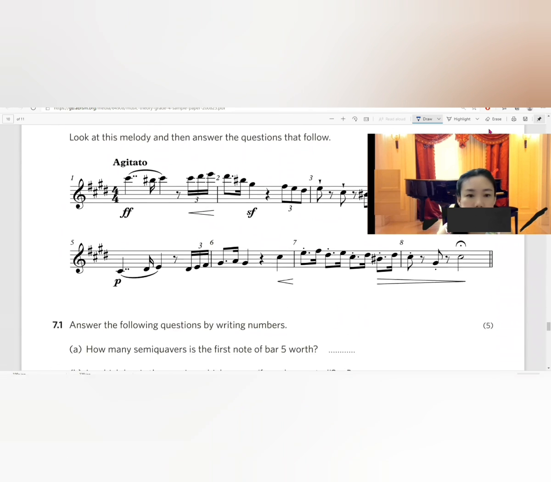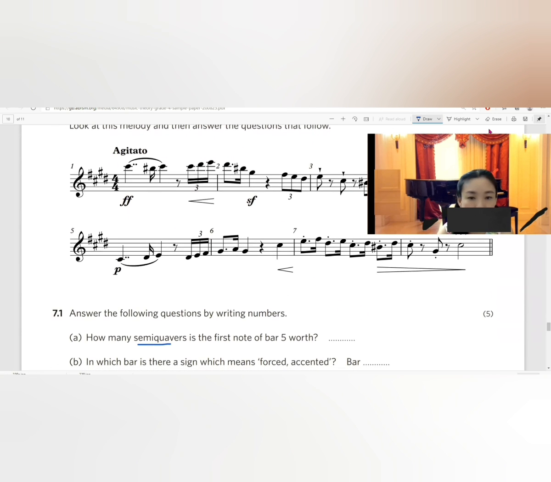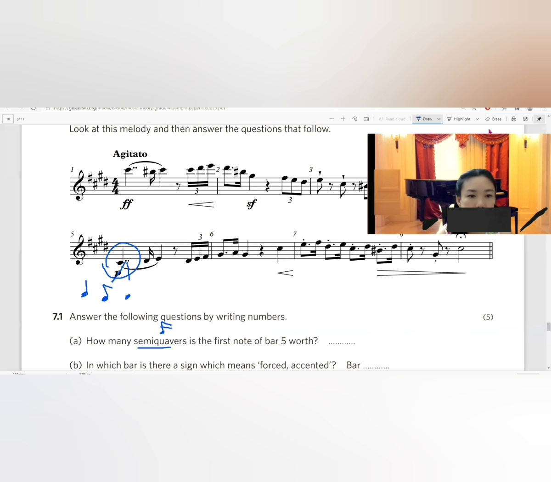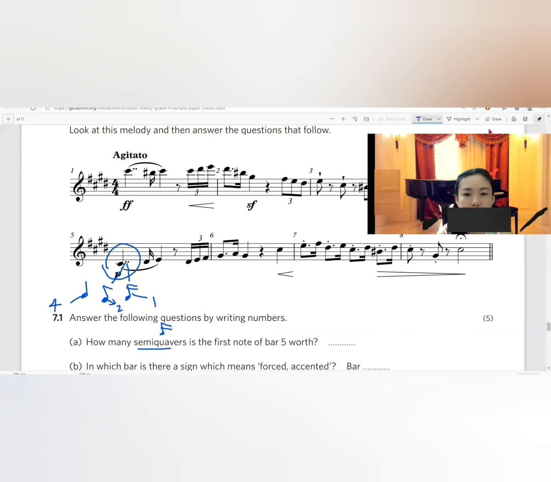Music in context. How many semiquavers is the first note of bar 5 worth? A semiquaver means a quarter count. The first note here is a crotchet. If this is a crotchet, then the value of the first dot will be a quaver. The value of the next dot will be a semiquaver. So the first crotchet has 4 semiquavers, this half count has 2 semiquavers, and this is 1 semiquaver. 4 plus 2 plus 1 is 7. So altogether it is 7 semiquavers.